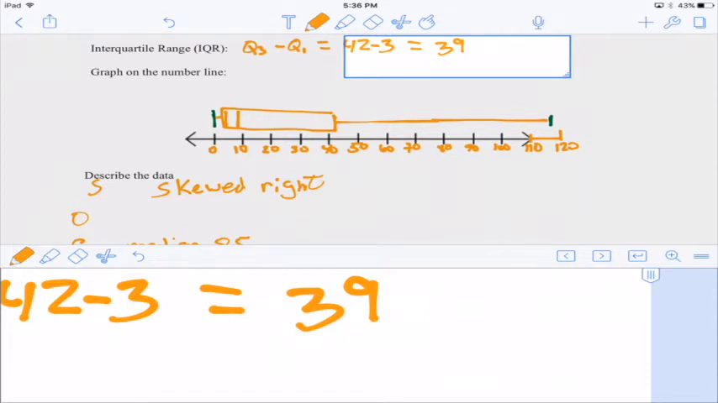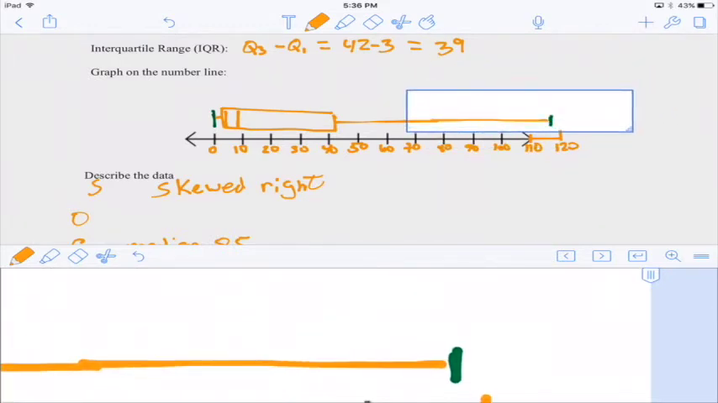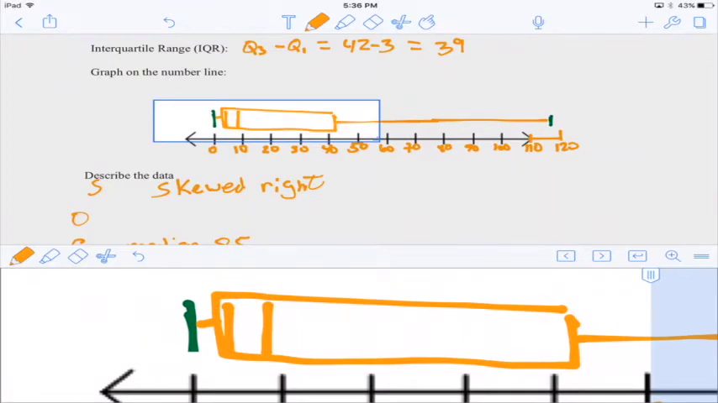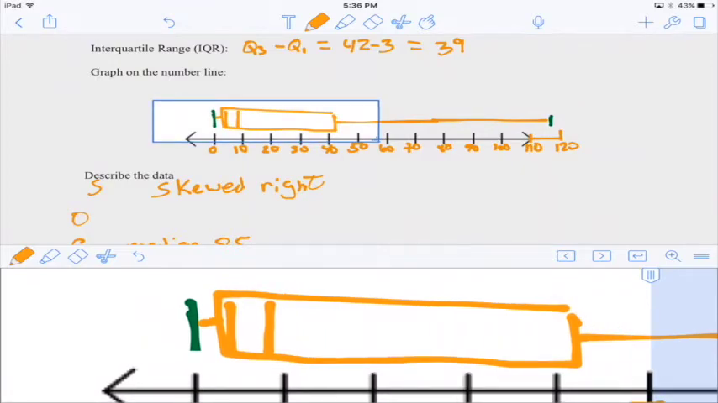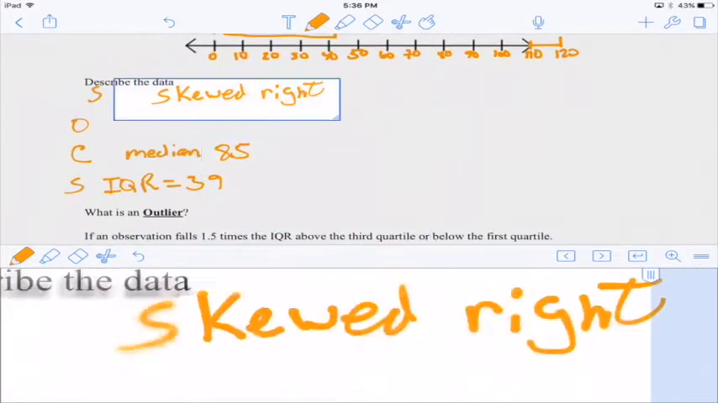What's nice about the IQR is that we don't have to worry about if these outliers are in there. The range has the outliers in it, but the IQR is very resistant to that. Okay, standard deviation is going to be affected by these outliers as well. Okay, so that's good for now.